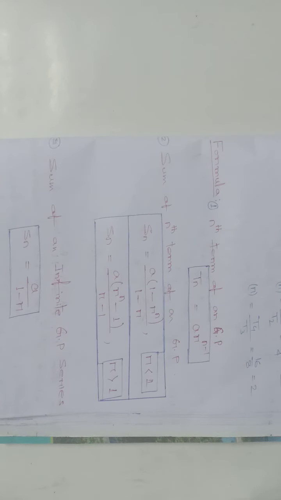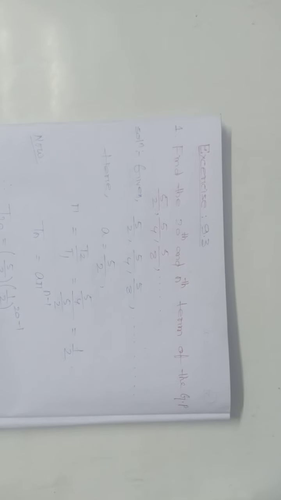Now, if there are an infinite number of terms in a particular GP, then the sum of the progression will be S equal to a by 1 minus r, where a is the first term and r is the common ratio. So students, I hope all of you understood the concept of GP. Now let us start with a few questions based on this concept.